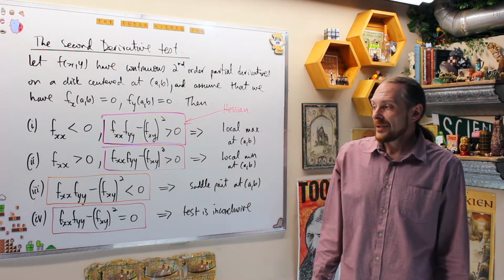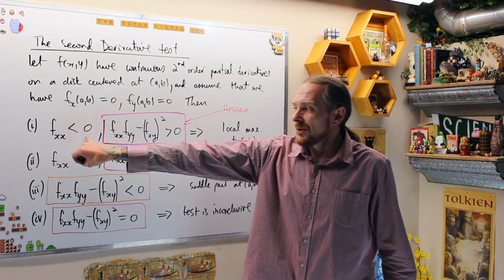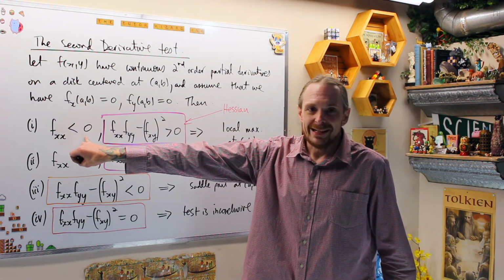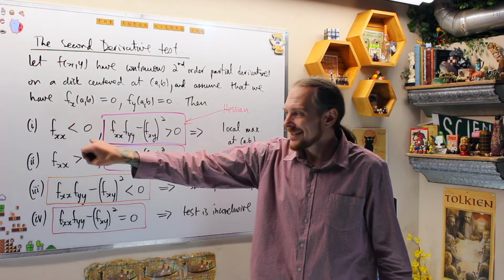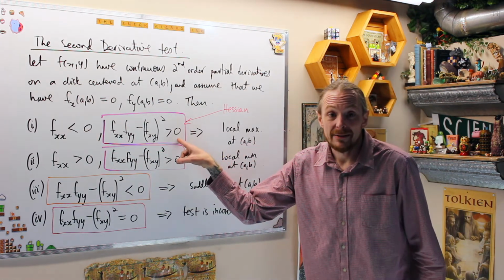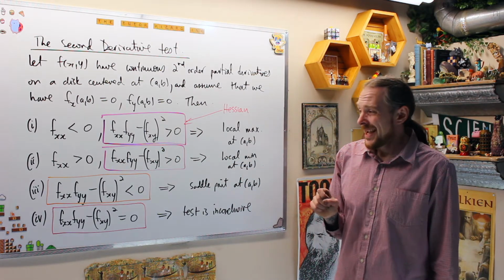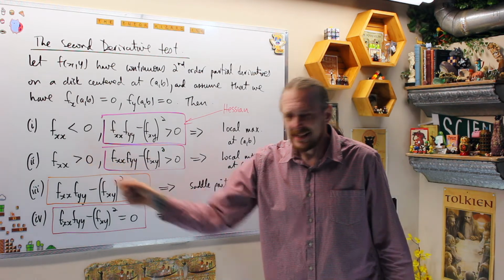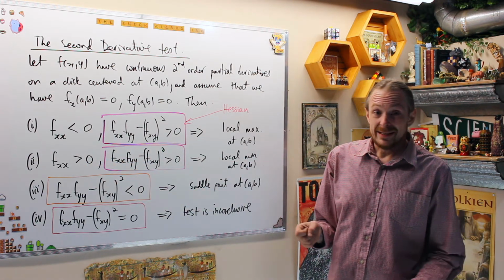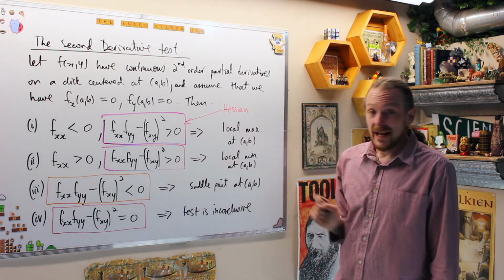If I have, first of all, that the second order partial derivative with respect to x, or fxx, is less than 0, and the Hessian is positive, then I have a local maximum at that point. If the second partial with respect to x is positive and the Hessian is positive, then I have a local minimum.